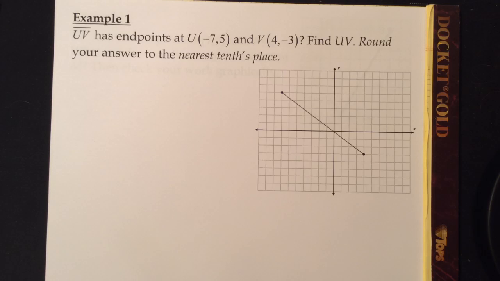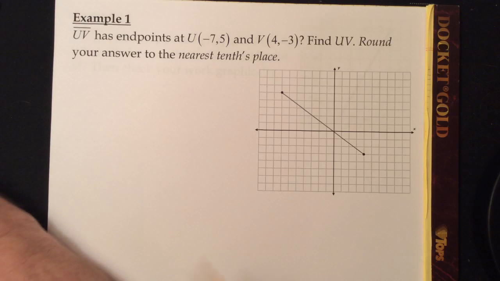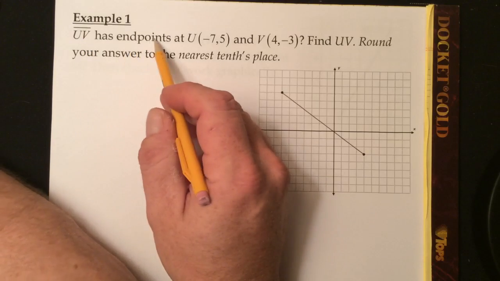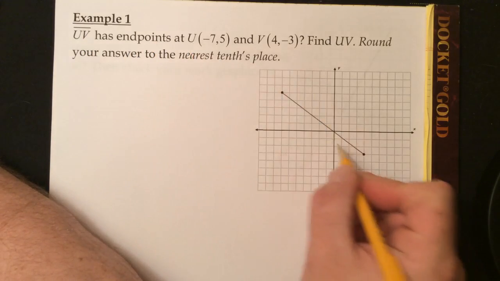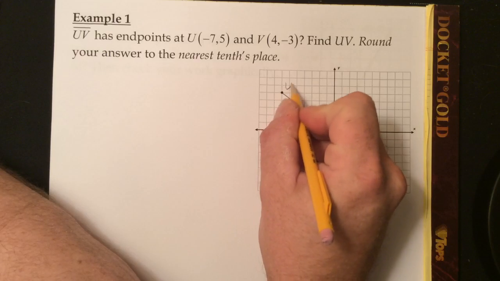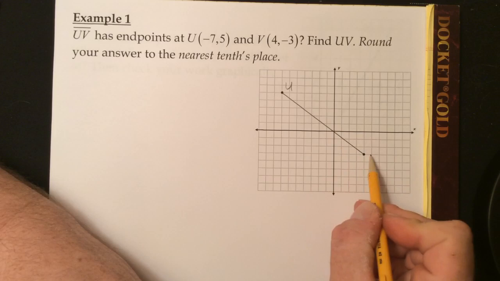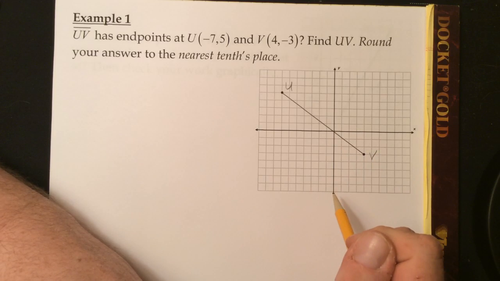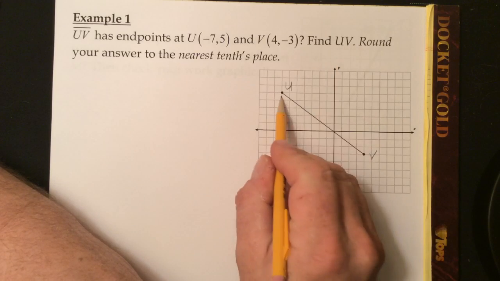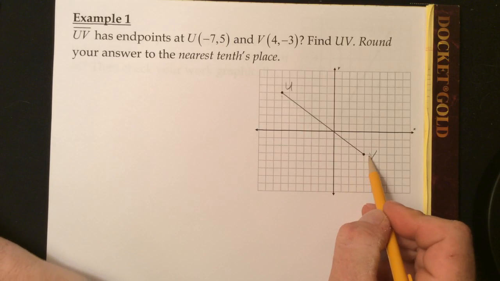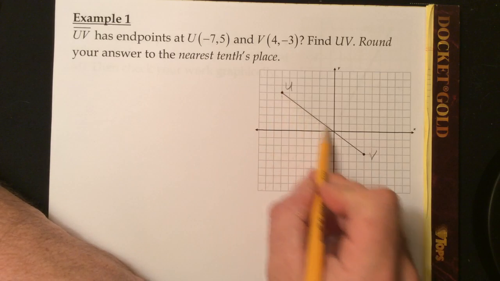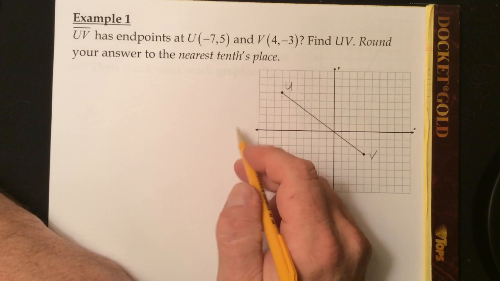Example 1. In this example, you will review how to use the distance formula to find the length of a line segment. Segment UV has endpoints at U (-7, 5) and V (4, -3). Find the length of UV. Round your answer to the nearest tenths place.